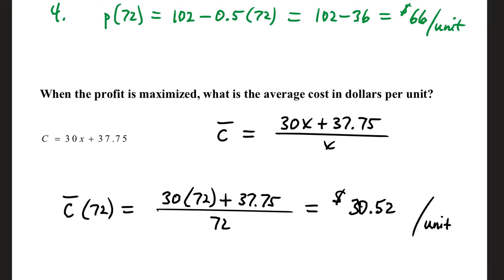When the profit is maximized, what is the average cost in dollars per unit? Same way we did it on the previous example. Total cost is given. We build average cost by taking total cost divided by x, substituting in the 72 units that maximizes profit. Carry out your calculation. Calculate your numerator all the way. Get that grand total, then hit divide by 72. You should find $30.52 per unit.